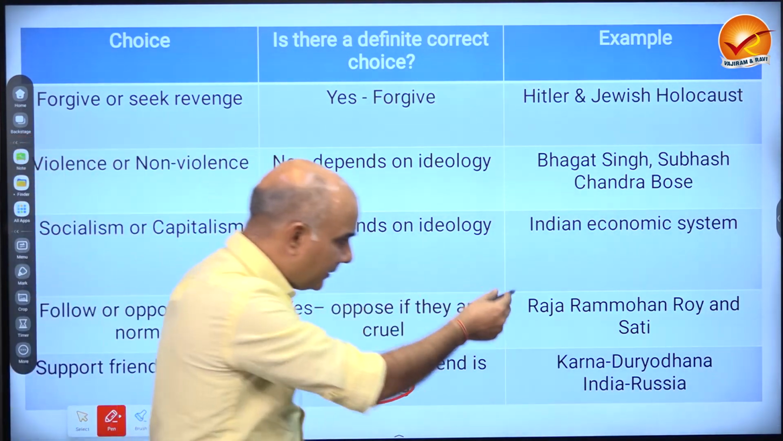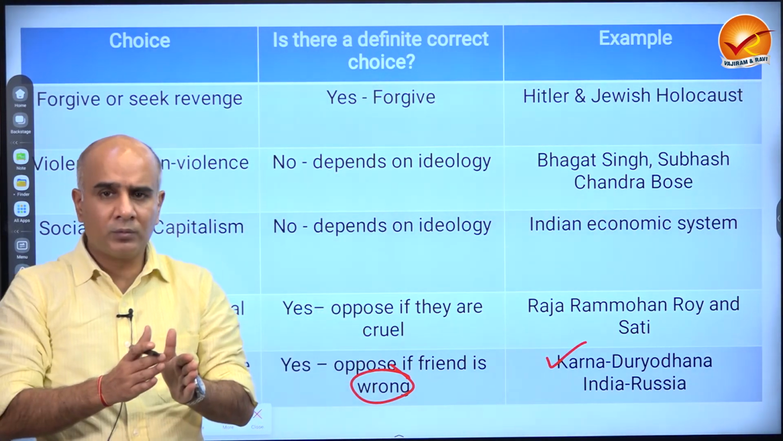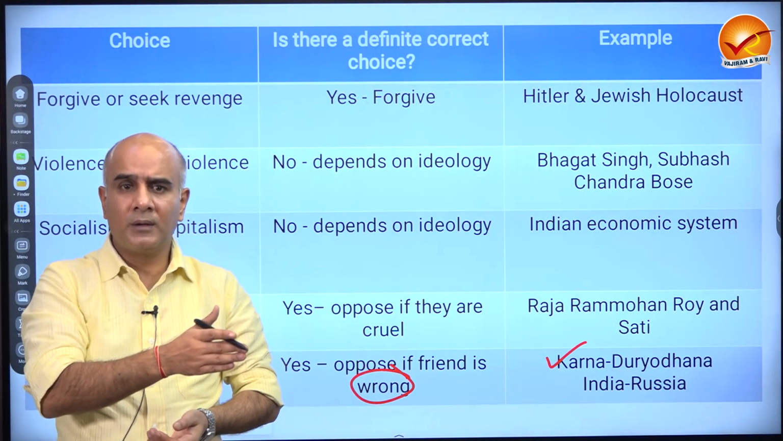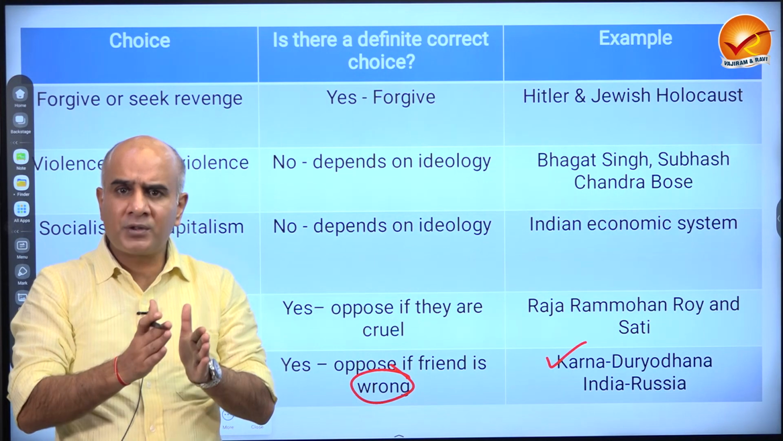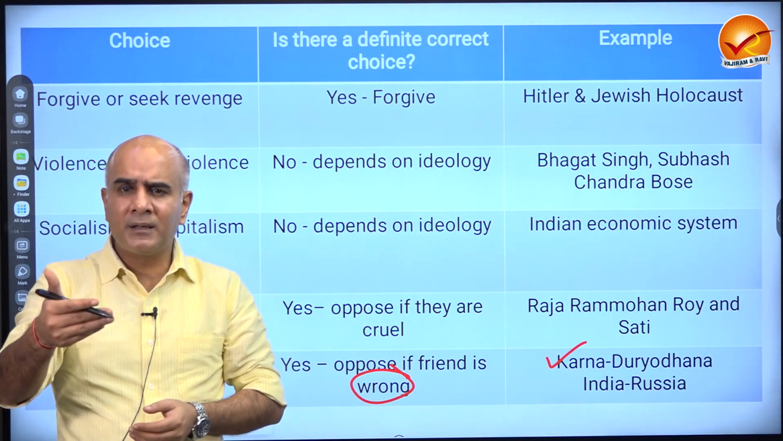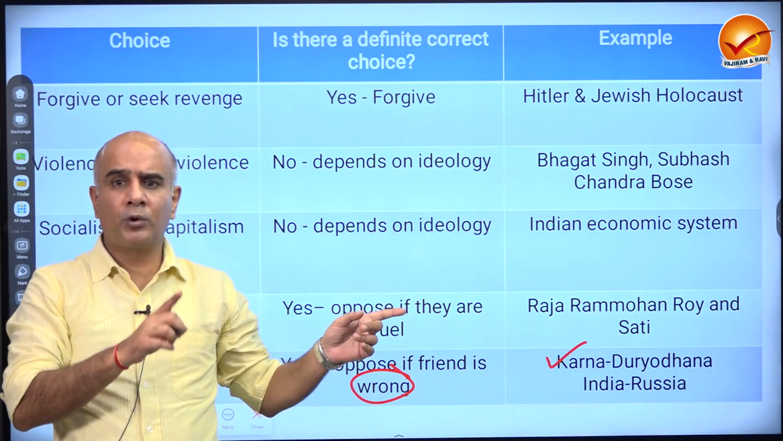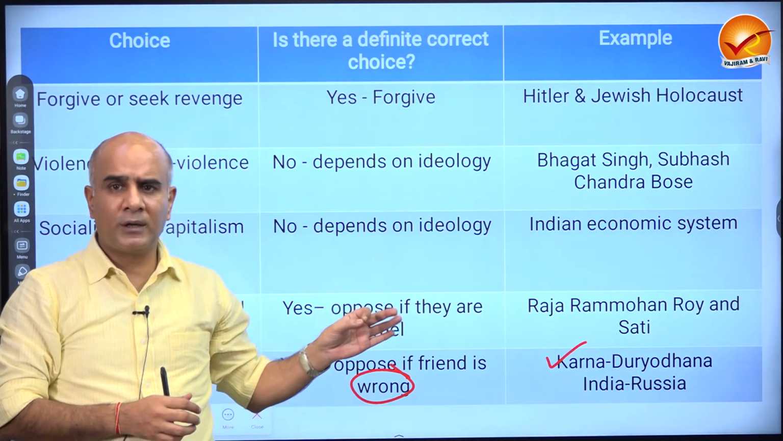Here, for example, you can quote the example of Karan and Duryodhan. Karan knew that what Duryodhan was doing was wrong. You are disrobing your own sister-in-law in full public court. You are very, very toxic. You are very venomous. You have a lot of hatred, envy, and resentment against your own brothers. Karan knew that. Had he not supported Duryodhan, probably the war could have been avoided. So here there's a clear choice that you have.